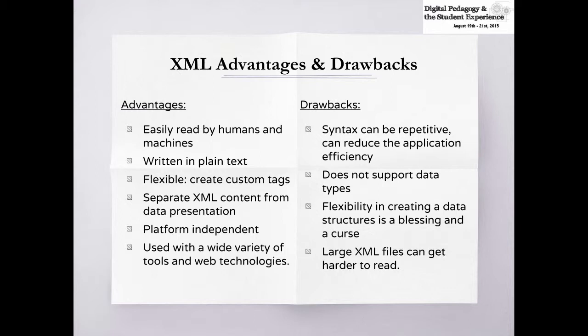Some of the disadvantages of XML are that the syntax can be at times repetitive and too lengthy, and this may reduce the efficiency of other applications. XML doesn't support data types, so it does not provide specific integer or image or string or Boolean definitions. Data types help identify what a specific object can be and how it can be manipulated and what operations can be performed. If you don't plan your tags and elements ahead of time, you might run into problems later on.